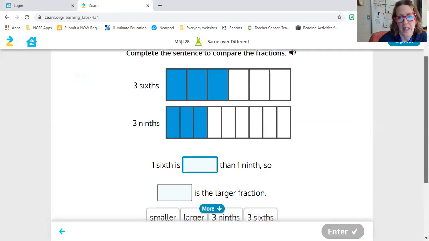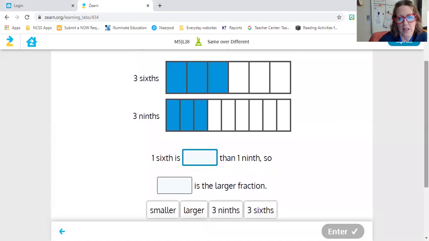Okay. Let's complete the sentence to compare the fractions. 1/6 is smaller or larger than 1/9? If you said larger, you are correct. 3/6 and 3/9. So blank is the larger fraction. Which is a larger fraction, 3/9 or 3/6? You should have said 3/6.